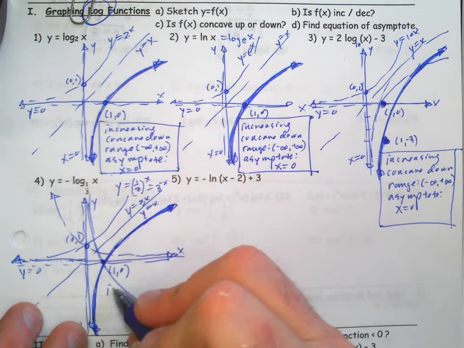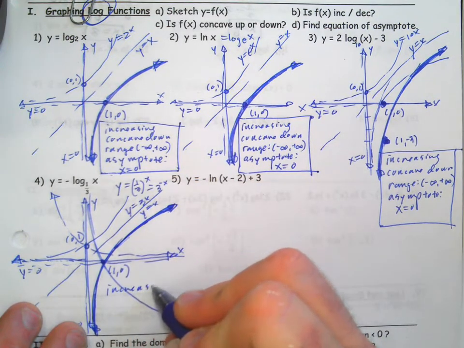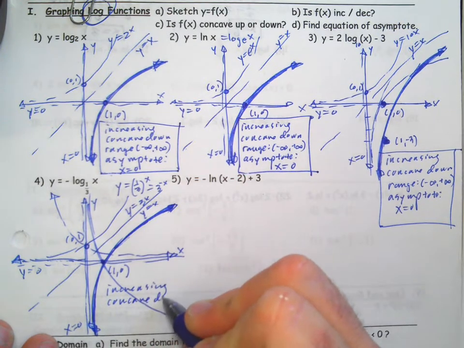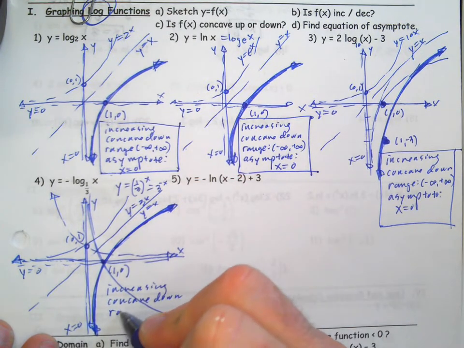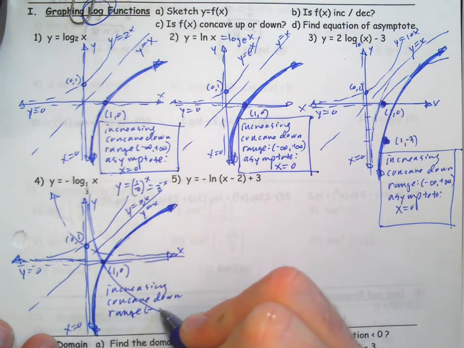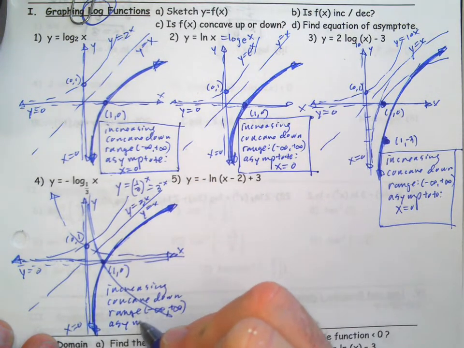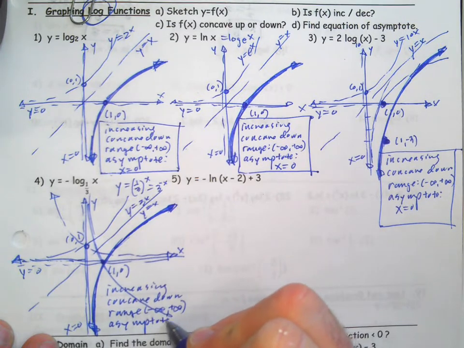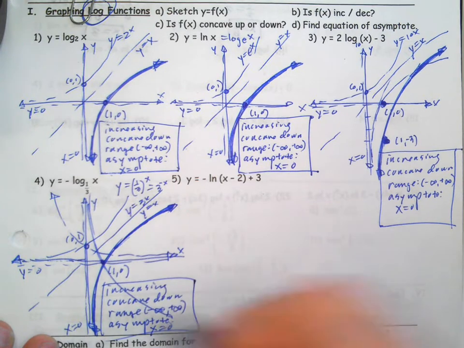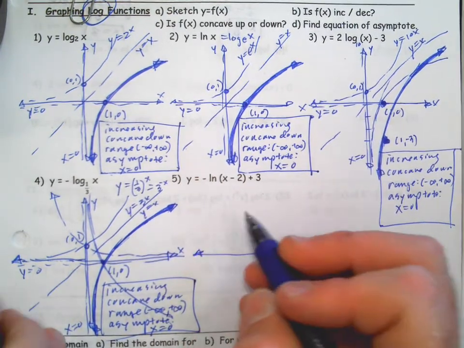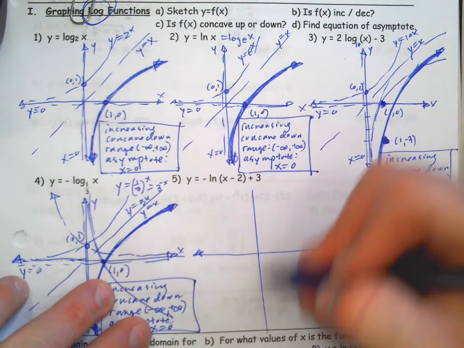So this is increasing, concave down, range is negative infinity, positive infinity, and the asymptote is x equals 0. All right, save the best for last. This one looks like a crazy one.